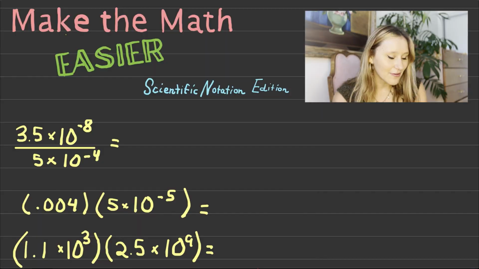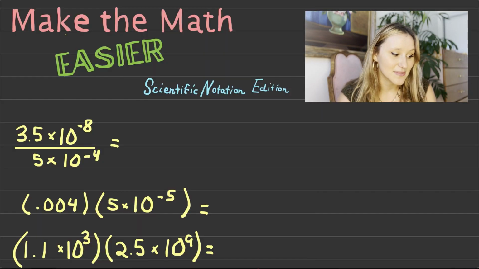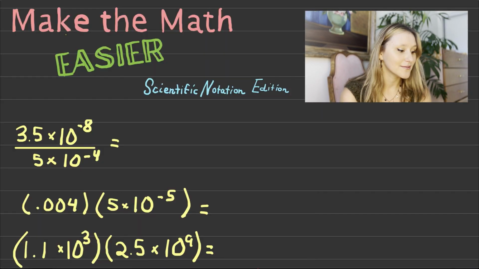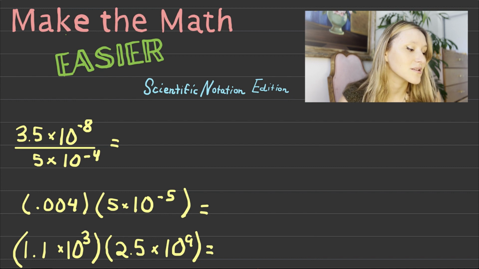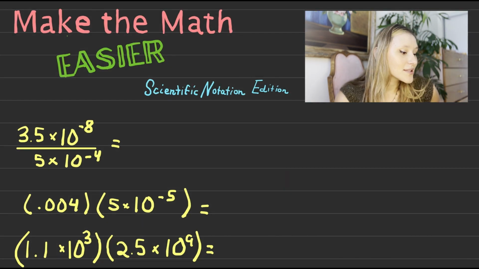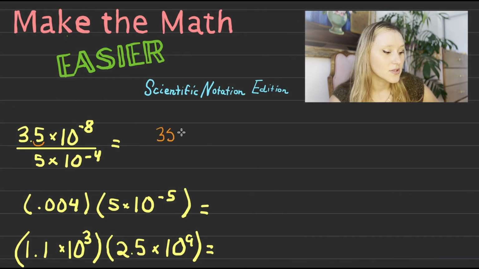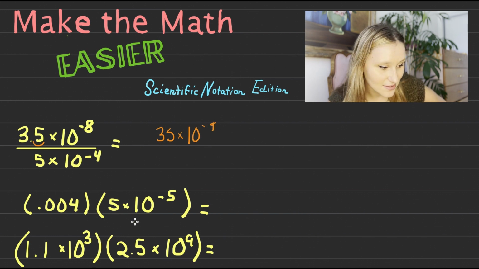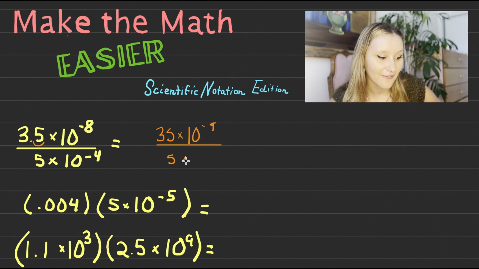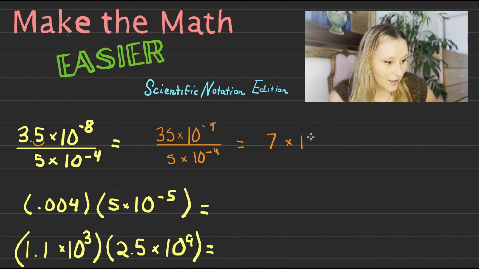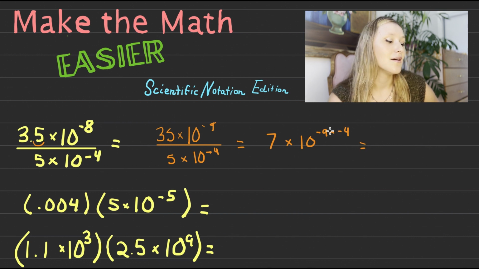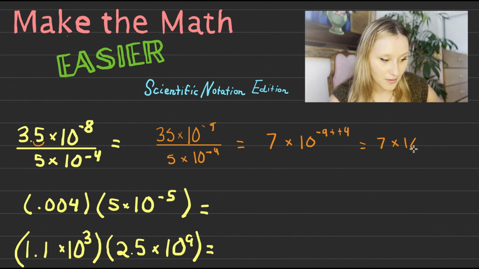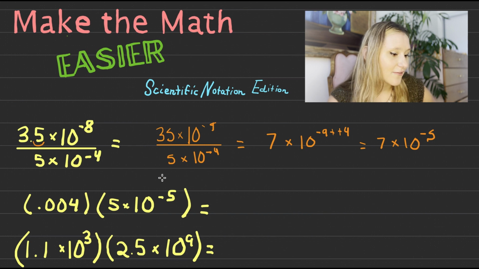Let's do it. 3.5 times 10 to the minus 8th divided by 5 times 10 to the minus 4th. So let's move the decimal over. So we get 35 times 10 to the minus 9th divided by 5 times 10 to the minus 4. We get a 7 here. 7 times 10 to the minus 9th minus 4. And we get 7 times 10 to the negative 5. Good job.